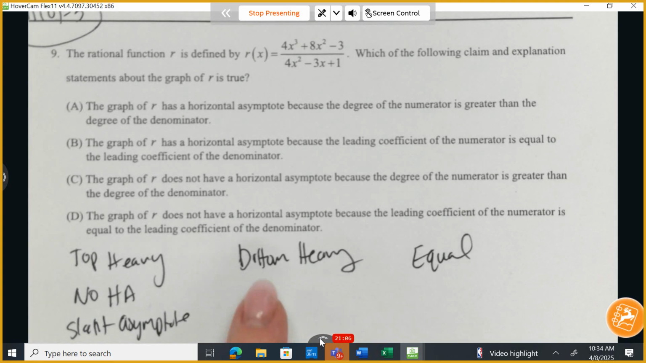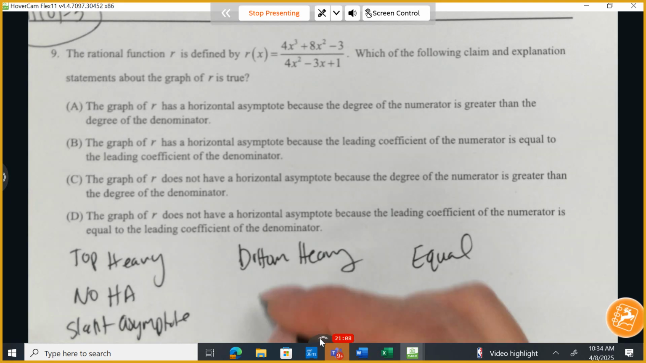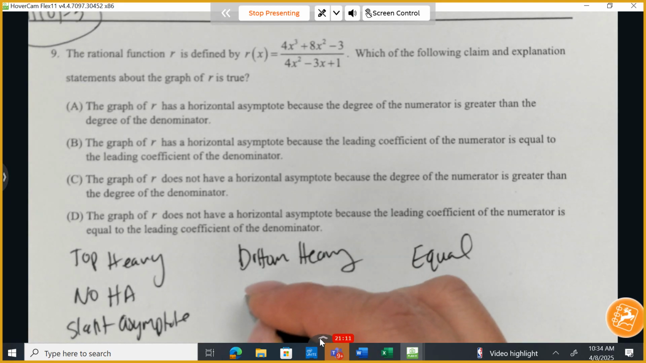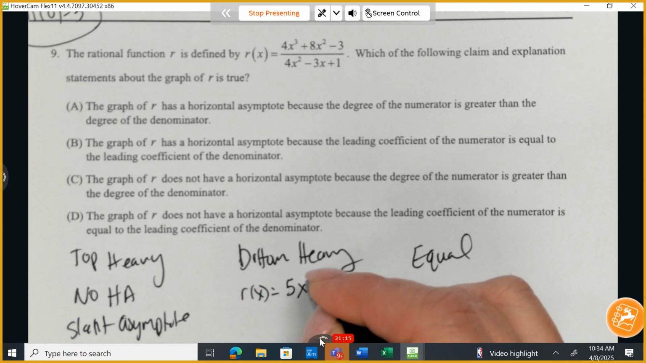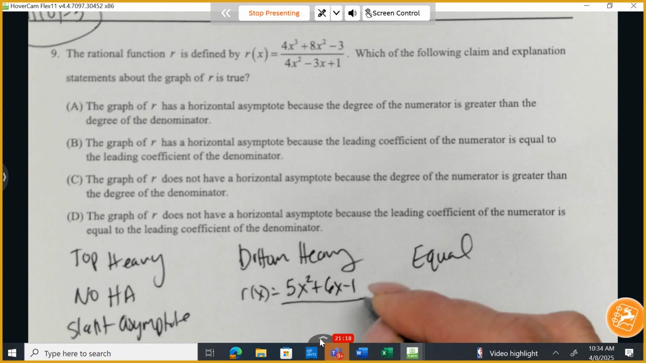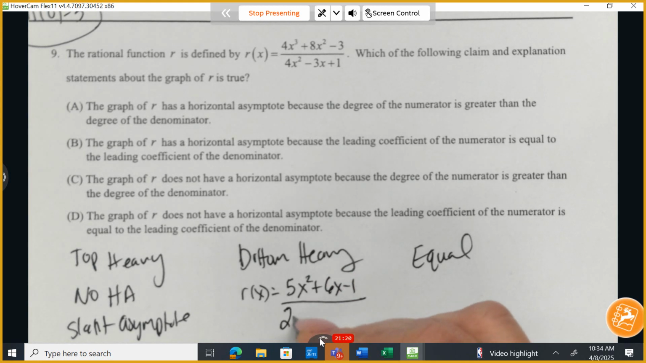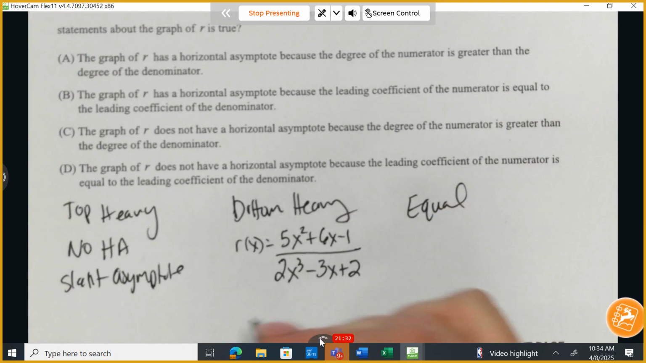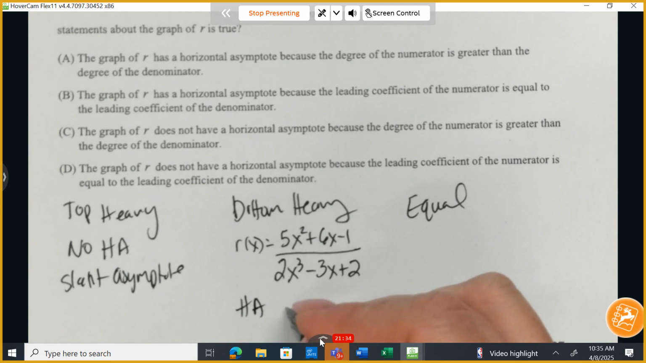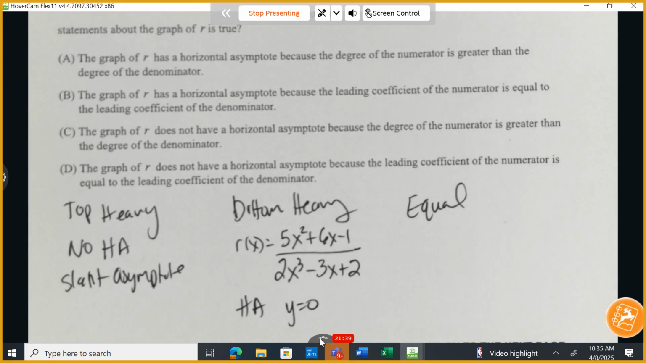Now, what happens when it's bottom heavy? And you're thinking, what is she talking about? I'm just going to give you a quick example. If I had something like this, r of x equals, I'm making this up, 5x plus 6x minus 1 over 2x to the third minus 3x plus 2, or something like that. The degree on top is 2, the degree on the bottom is 3, so we're bottom heavy. The degree on the bottom is greater. We will always have a horizontal asymptote with the equation y equals 0 every single time.